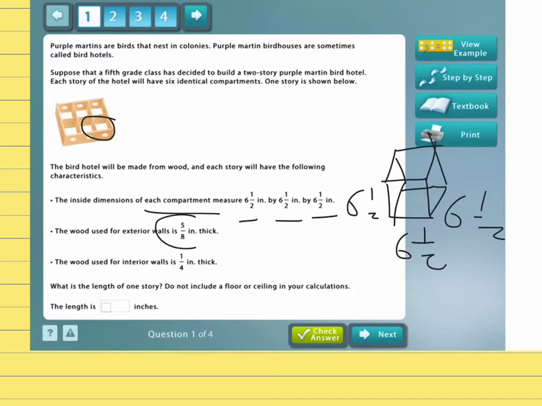The wood used for the exterior walls, that would be this part right here, is going to be 5/8 inches thick. And the wood used for the interior walls, which would be these here, would be 1/4 inch thick. What is the length of one story? Do not include a floor or ceiling for your calculation. So we're going to need to come up with a model to add this up.